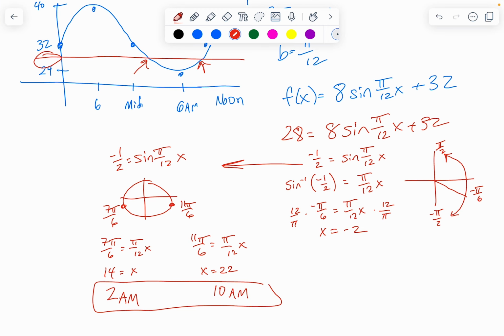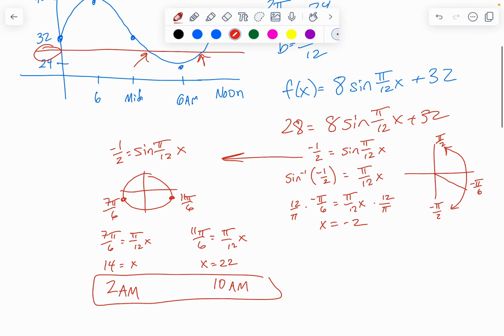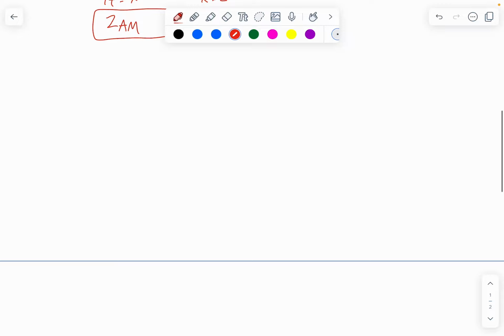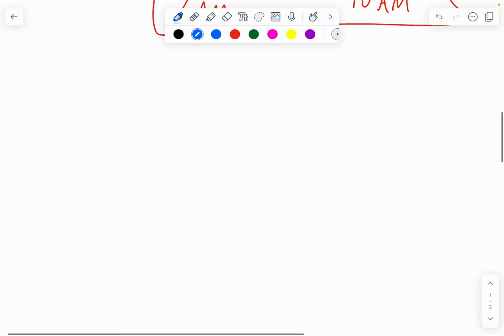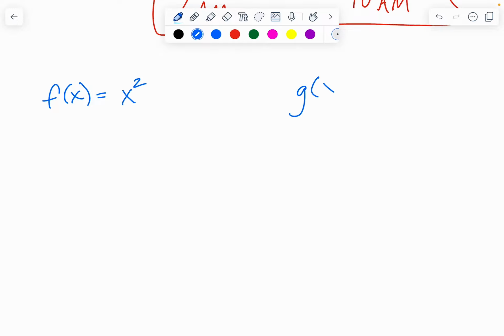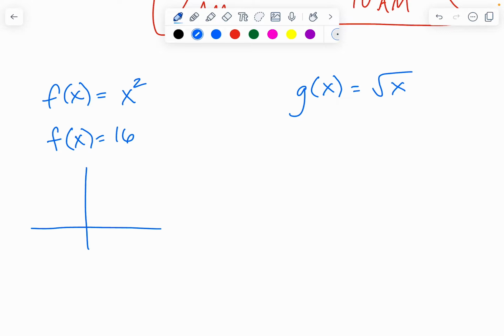But here's the takeaway for us. Okay, let's go back to algebra for just a second. If I were to give you something like f of x is equal to x squared, or I was going to give you something like g of x is equal to the square root of x. If I say find x when f of x equals 16, you may remember this graph has two answers when we set it equal to 16. It has one here at +4 and it has one here at -4.